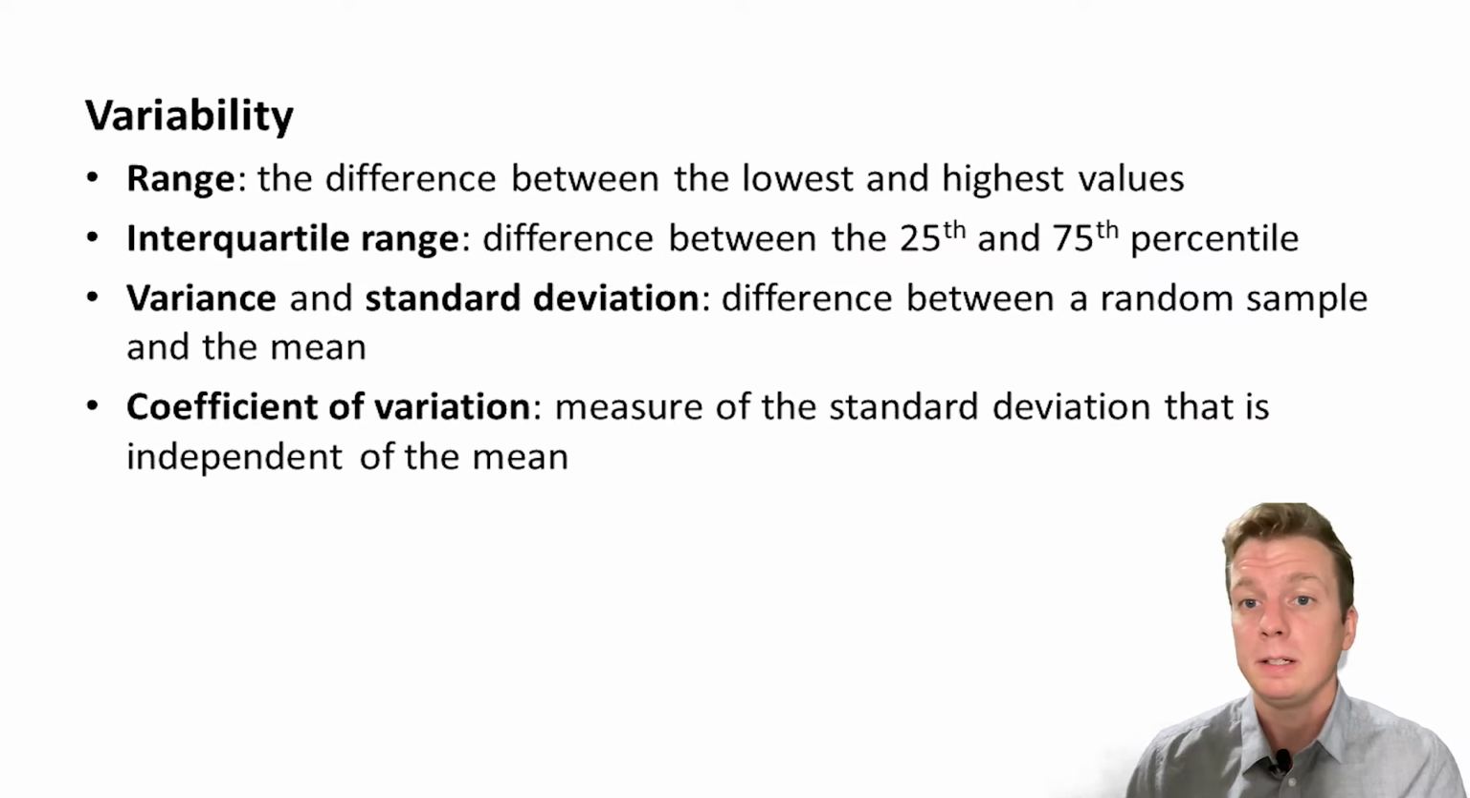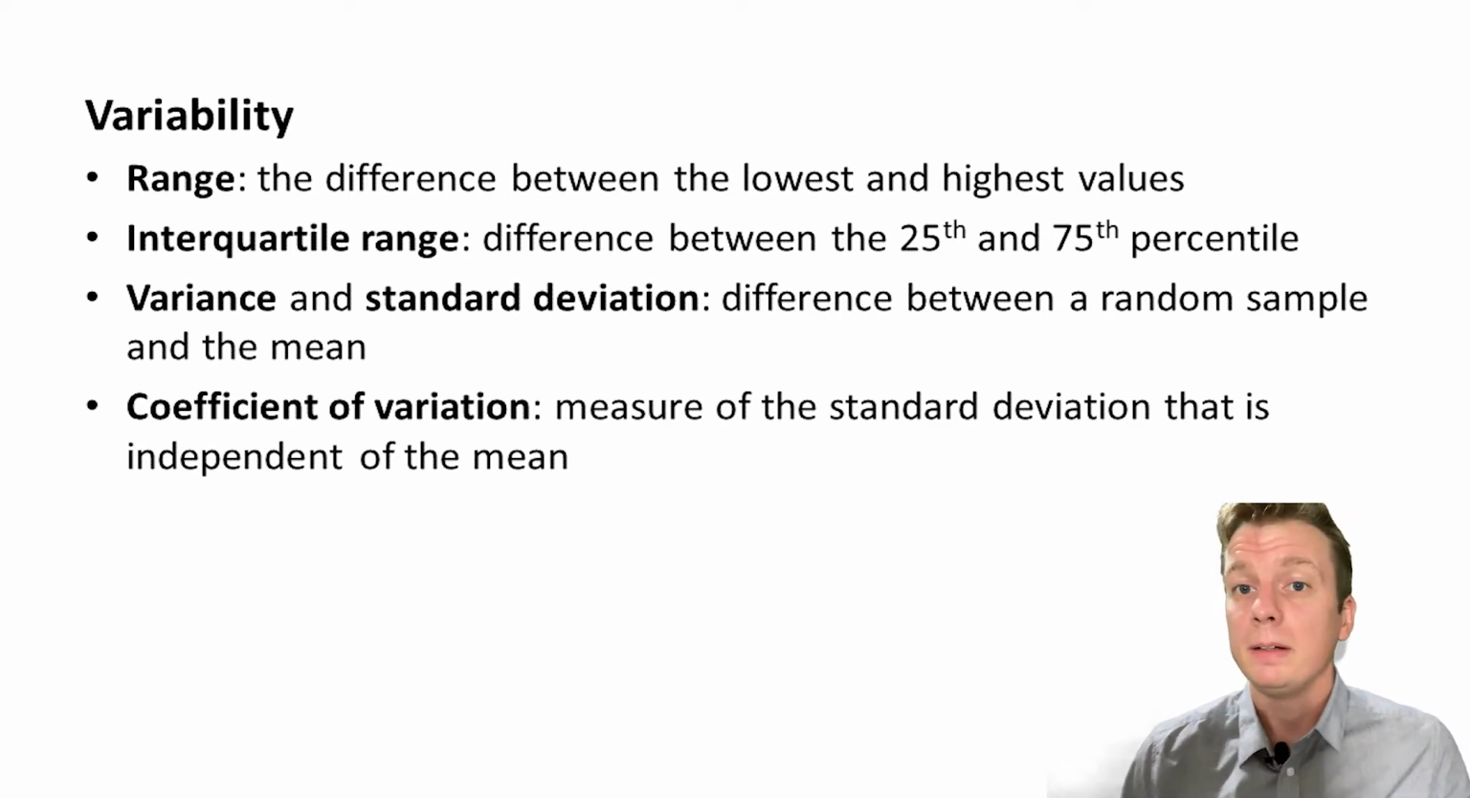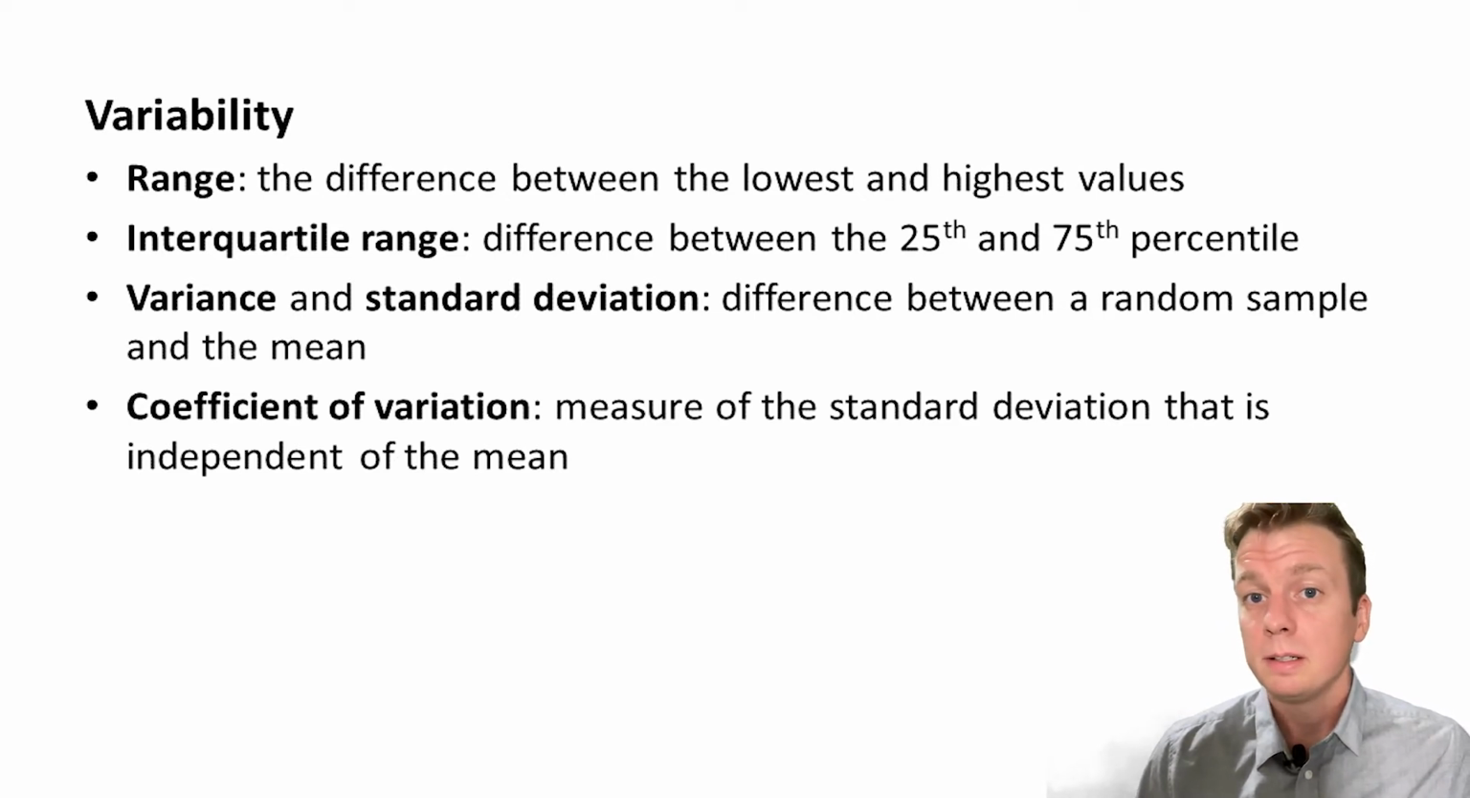Variability can be measured in multiple ways, including the range, which is the difference between the largest and smallest values. The interquartile range is the difference between the 25th and 75th percentile. And you have variance and standard deviation, which are the differences between a random sample and the mean. And the coefficient of variation, a measure of the standard deviation that is independent of the mean.